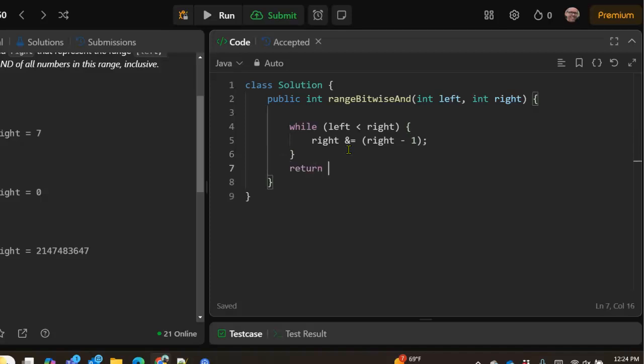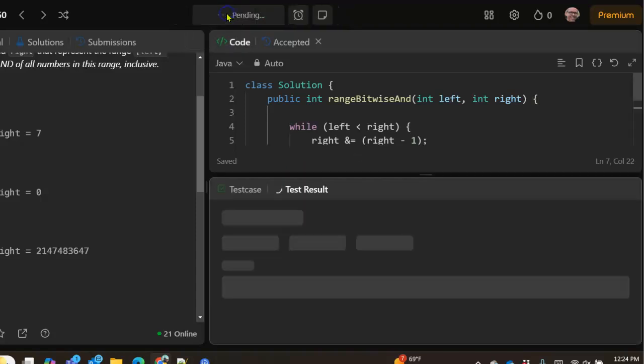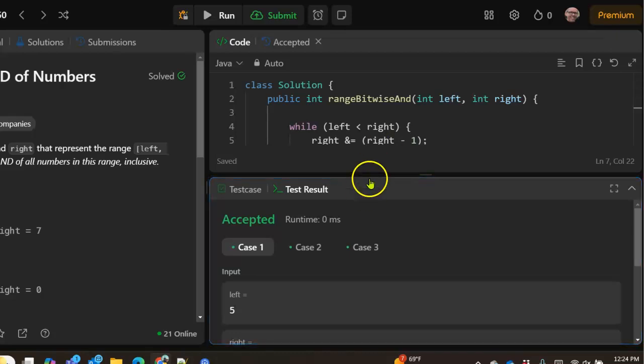And then return right. Okay, at this point, right will contain the bits that all of the numbers from left to right have in common, because we have zeroed out the bits that they don't have in common. So let's try it. All right. That's good. I mean, it's good that it works.